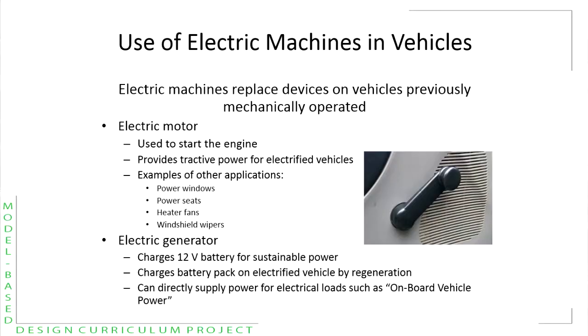Let us now look at some examples of how an electric machine can be used in vehicles. Many functions on the vehicle that were previously operated manually or perhaps mechanically now use an electric motor. For example, most vehicles have power windows that previously required the individual to roll down the window. This is especially useful if the driver wishes to lower the windows in the back seat while driving.